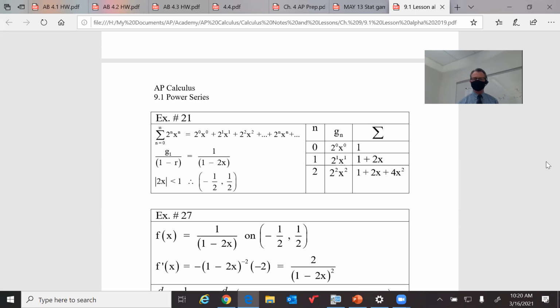What does your H chart look like? First term would be 1. 2 caret 0 times x caret 0. Then you multiply that by 2x. You get the next partial sum, which would be 1 plus 2x. Then term 2 would be 4x squared, which is 1 plus 2x plus 4x squared.